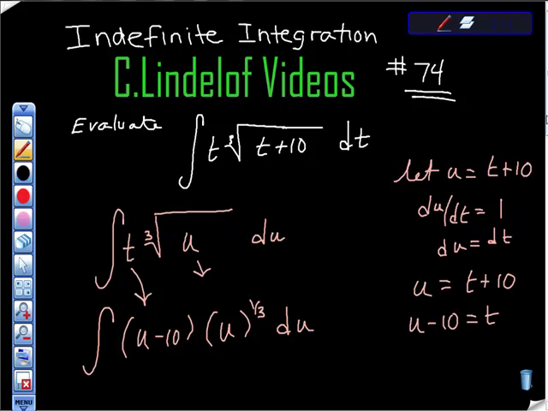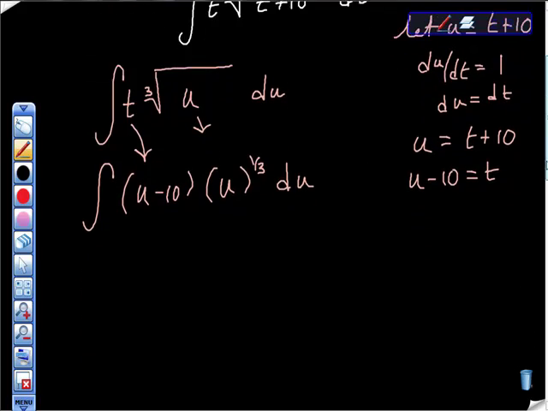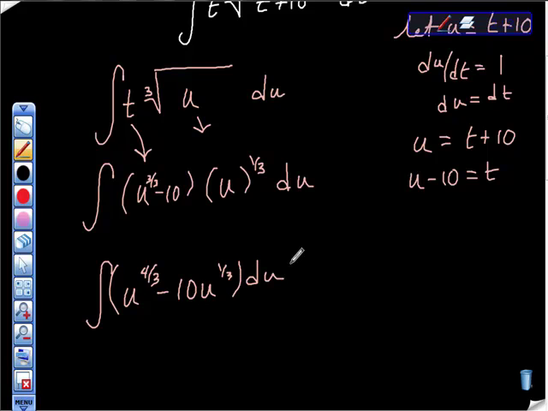Everything is in terms of u. This thing looks a lot more reasonable. We can do some algebra on it. I'm going to distribute this u to the 1/3 power. So u to the 1/3 times u to the 3/3 power is u to the 4/3 power. Remember, u to the first is the same as u to the 3/3 power. Minus 10u to the 1/3, all du.